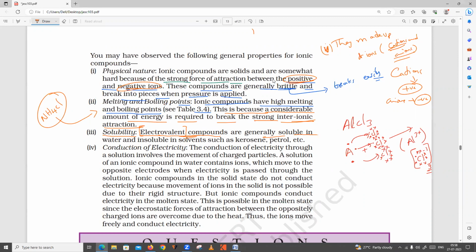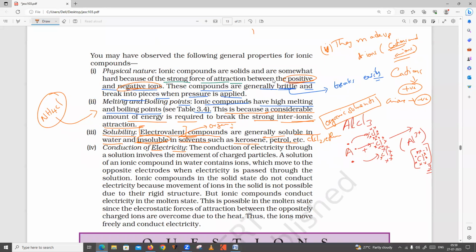So they are generally soluble in water, but insoluble in what? Insoluble in solvents such as kerosene, petrol. You can take carbon tetrachloride, CCl4. Ethene, ethyne, these are all organic compounds, so organic solvents. In organic solvents, is it soluble or insoluble? Please respond: insoluble. So here, instead of solvents, write organic solvents. They are insoluble. Next, conduction of electricity.